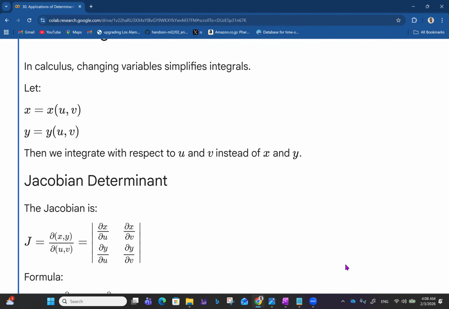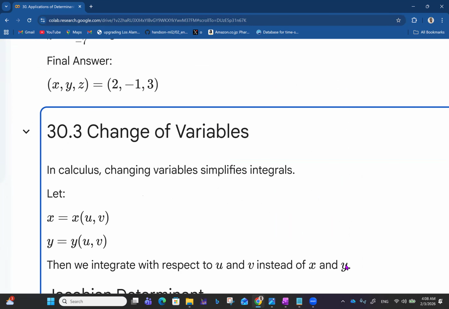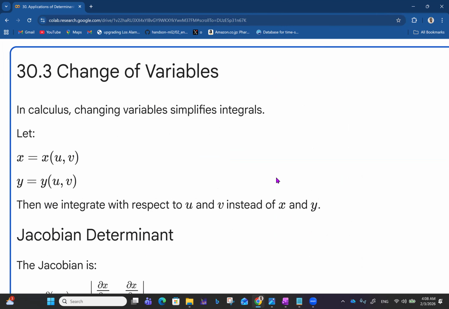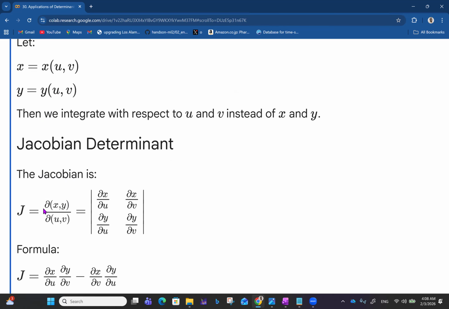We can also use determinants for change of variables, as stated before. In calculus, changing variables simplifies integrals. For instance, let x be a function of u and v, and y be a function of u and v. Then we integrate with respect to u and v instead of with respect to x and y. The Jacobian can help us with that. The Jacobian determinant is J, which is d of x, y over d of u, v, and that is dx du, dx dv, dy du, dy dv. This is very good for dynamical systems and systems of equations.